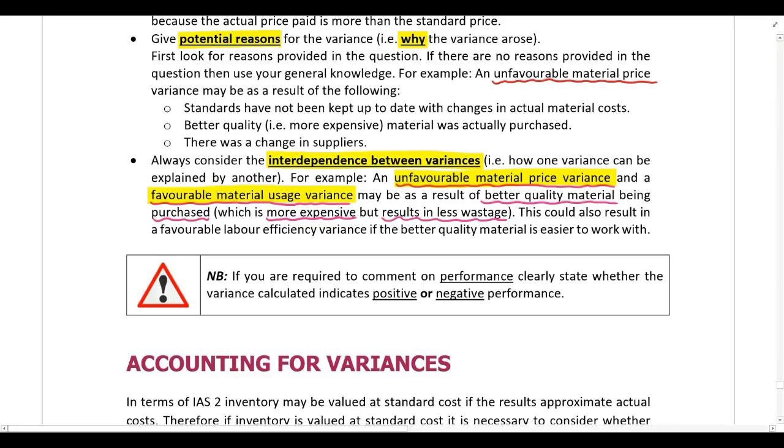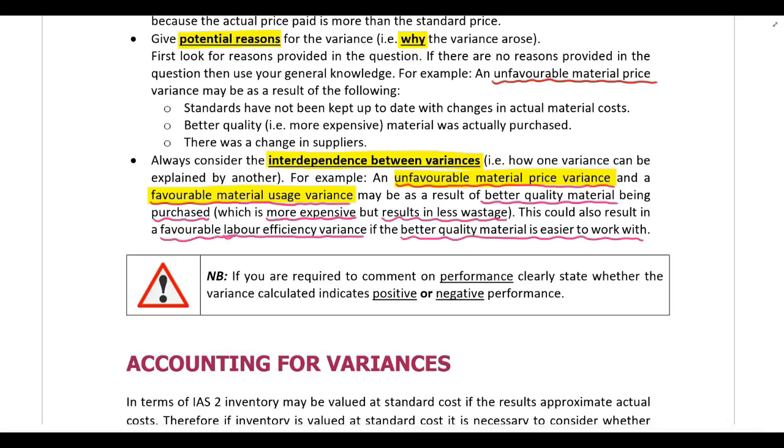Now you can link this even further to the labor efficiency variance. If better quality material is purchased and that material is easier for laborers to work with, then that will result in a favorable labor efficiency variance. So please look at all of the calculations that you've performed, or look at all of the variances that you've been provided with, and consider whether one variance can be explained by another variance.